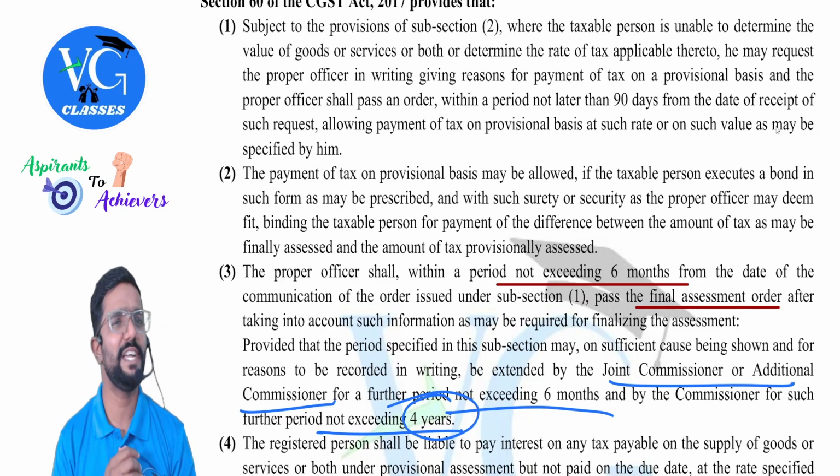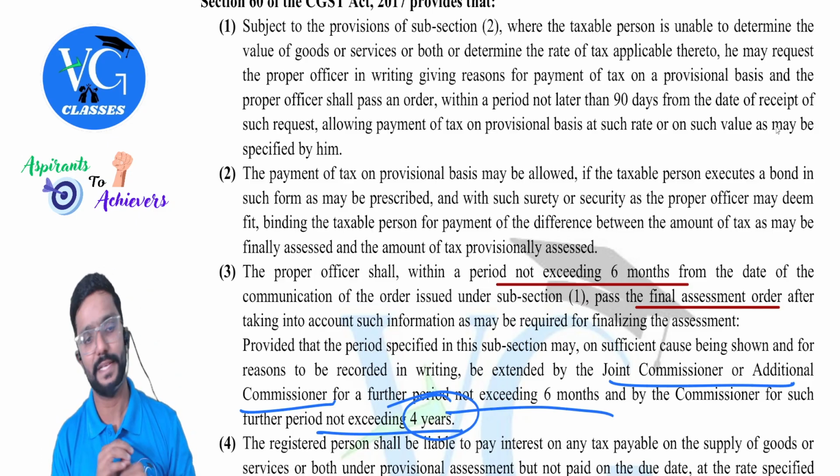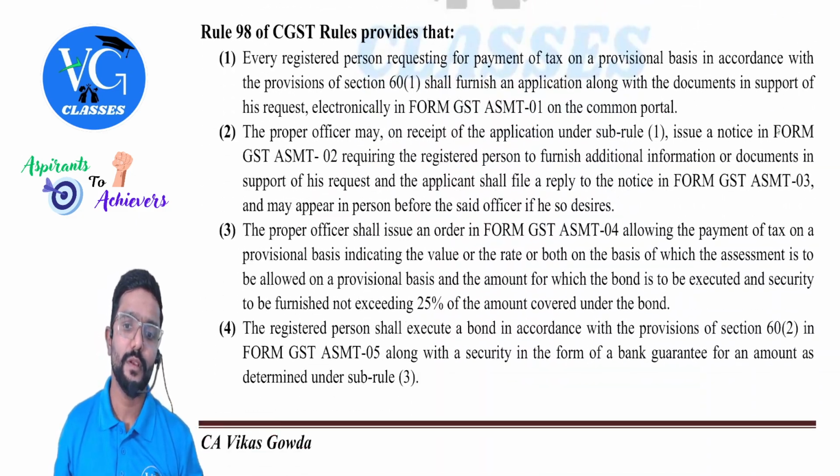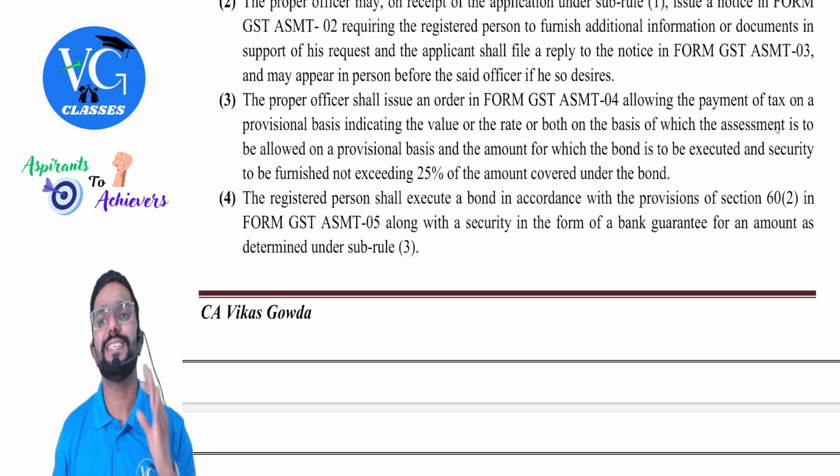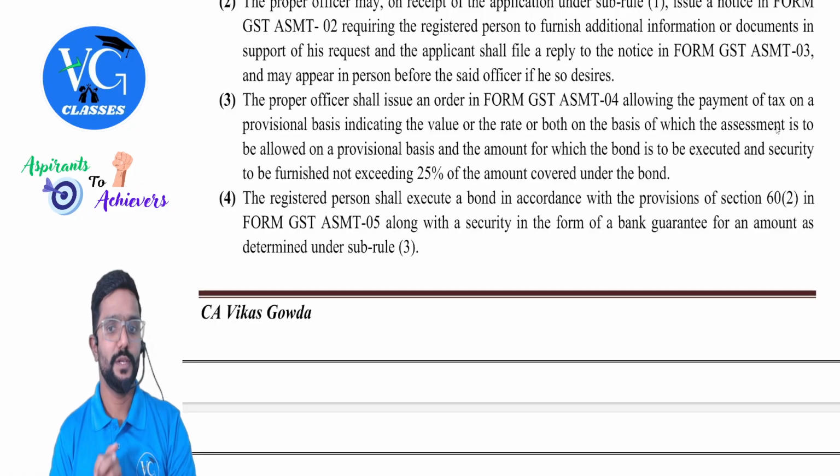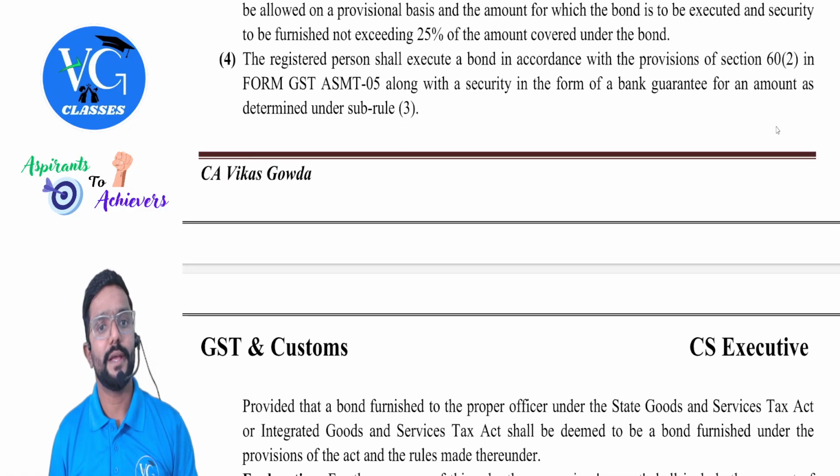For that, all this guarantee, surety, bond and all is required, guys. So that has to be given in which form? ASMT 04. Next one. He is asking for it.